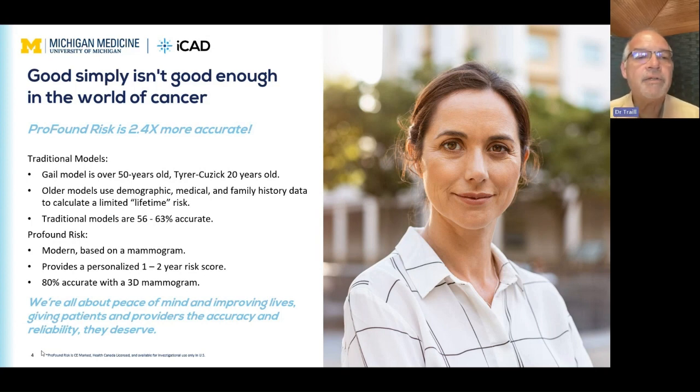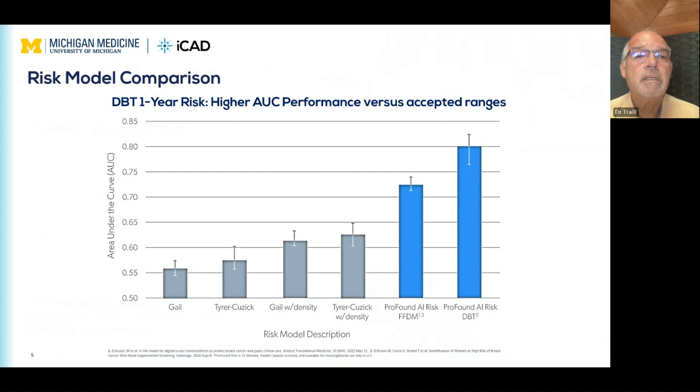So accuracy with the 3D DBT, 3D mammogram, 80% for these models versus 56 to 63% for what we've traditionally been used. And why is this important? Because again, going back to density, we need to advocate for this because we've got a model here that works better than what we've been using, but it's just not been out there long enough for people to understand it, and more importantly, for insurance companies to pay for it. But let's go to the next slide, and I'll show you some performance differences here.